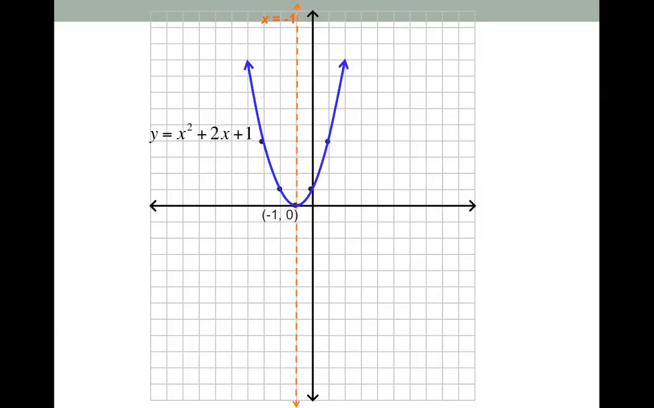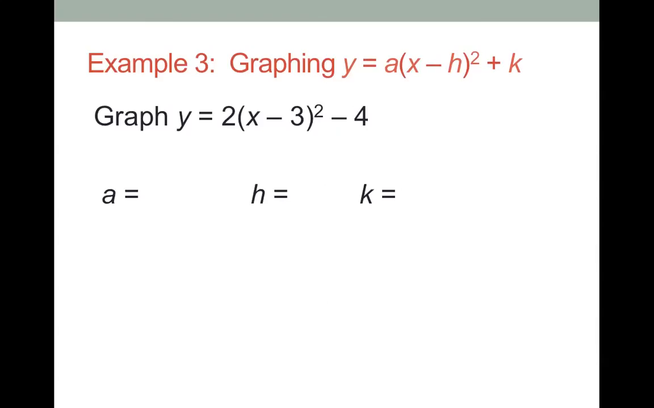Now, the standard form of our quadratics is a common way for quadratics to be written, but it's not the only way. So we want to take a look at the other forms that quadratics can also be in. And this one is called the vertex form.